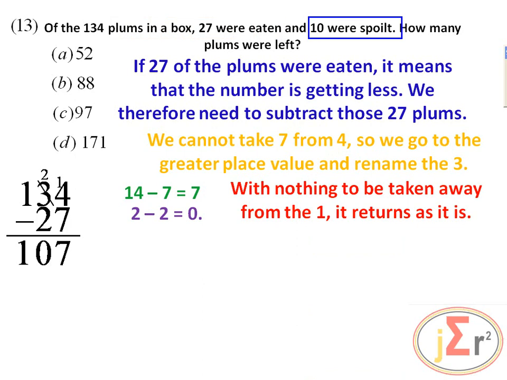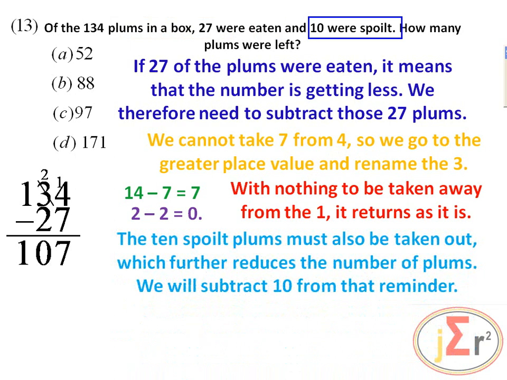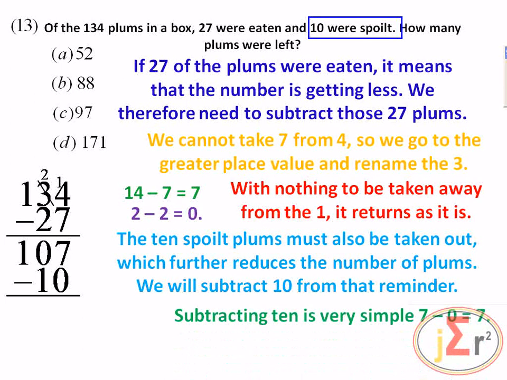10 were spoiled. What do we do with those spoiled plums? The 10 spoiled plums must also be taken out, which further reduces the number of plums. We will subtract 10 from the remainder. So the remaining plums, 107, 10 of these were spoiled. Therefore, we need to remove those spoiled plums. So we will subtract 10 right there. And of course, we will say 7 minus 0, that is 7.